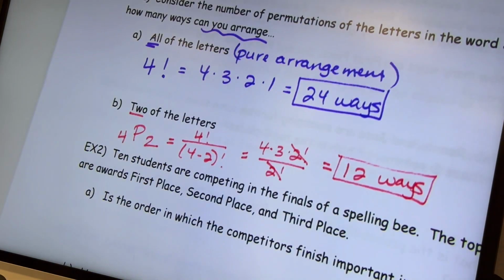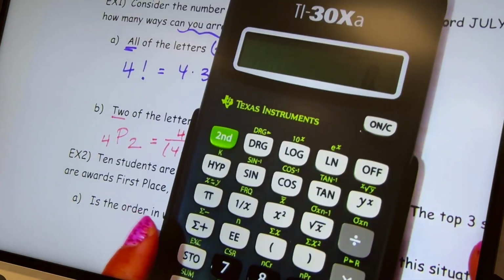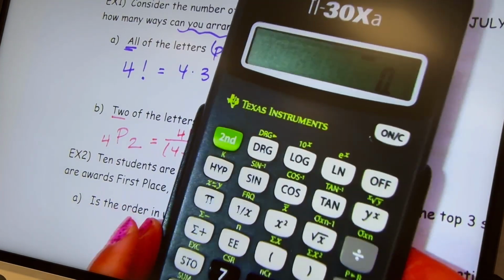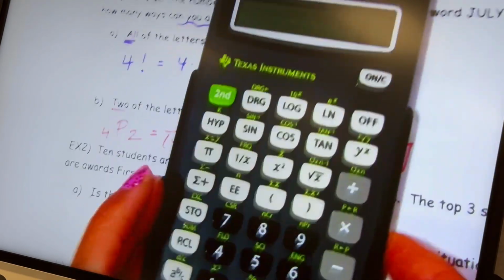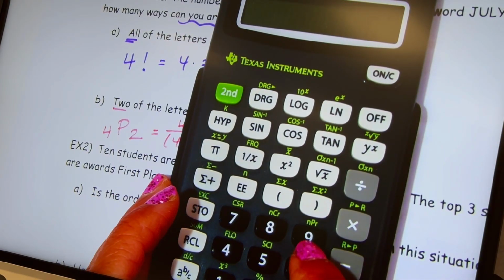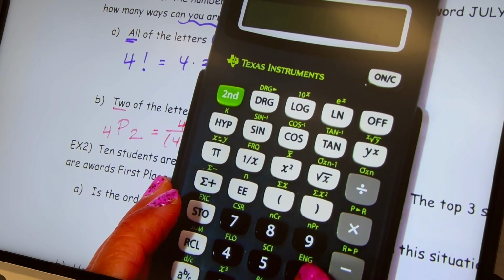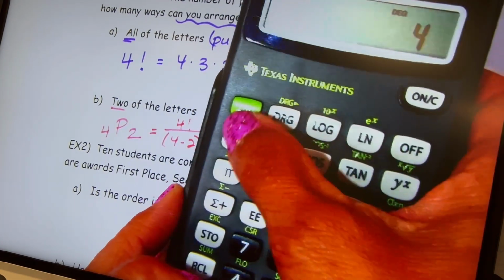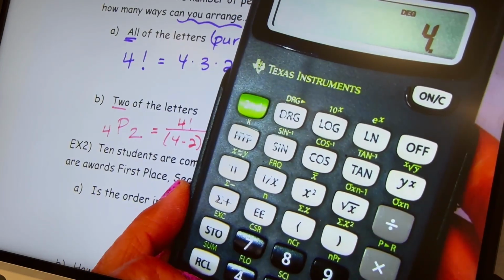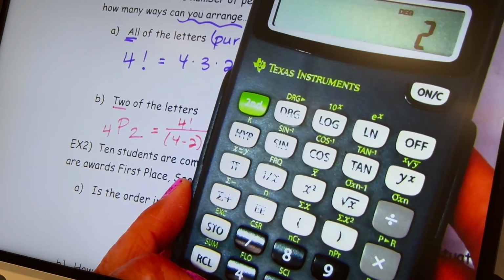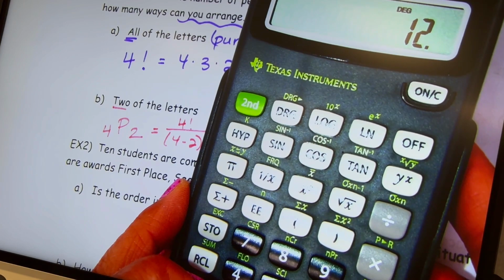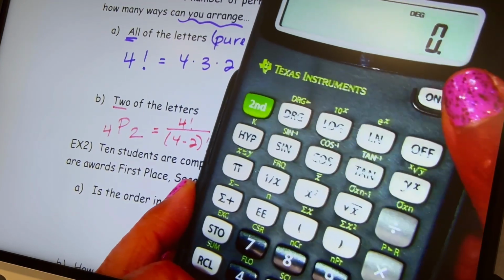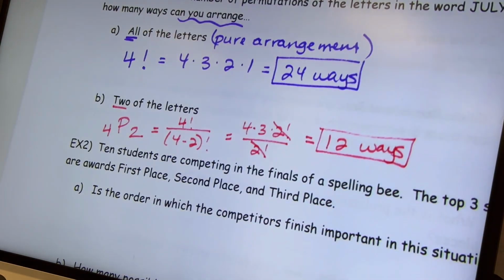In this calculator, it's been a while since I've done it on this one, it's the same type of situation. I gotta find the nPr. It's where the number 9 is. You guys see it? Okay, so you have to hit the 4 first, just like I did on the other calculator. Hit second, and then 9, and then 2, but then you have to hit equals, and then it does it, okay?